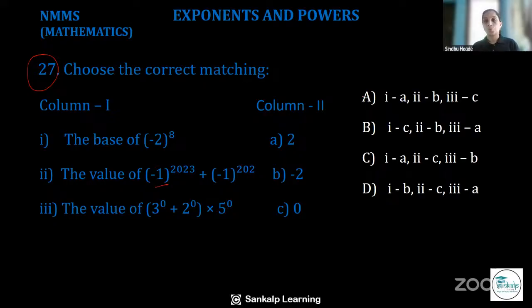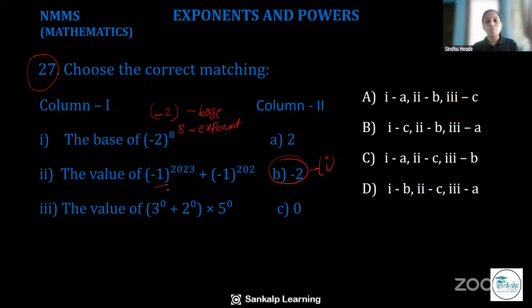So the options are like this. Now we will try to find out which column 1 item matches with column 2, one by one. The base of minus 2 raised to 8. Here minus 2 is our base and always the number in the power place is considered the exponent. So the base of minus 2 raised to 8 is minus 2. So 1 matches with B.